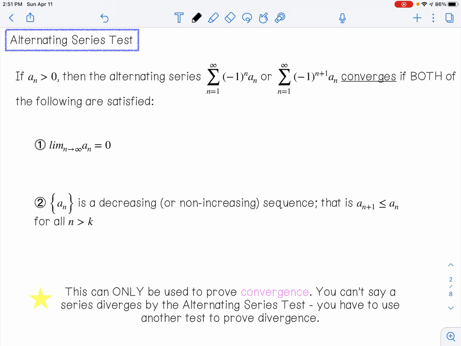What it says is if you have a sequence that's greater than 0, meaning you have a positive sequence on the inside, then your alternating series, which could look like either one of those terms, has an alternator times a sequence. Your alternating series is going to converge if both of these following conditions are met. The first thing is that the limit as n goes to infinity of the sequence equals 0. Note that this is the sequence without the alternator.